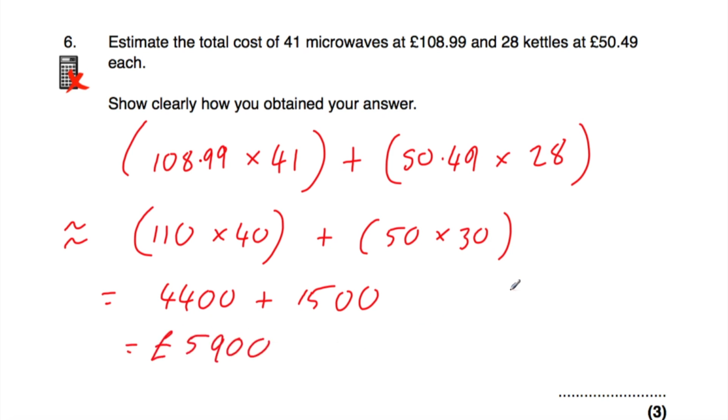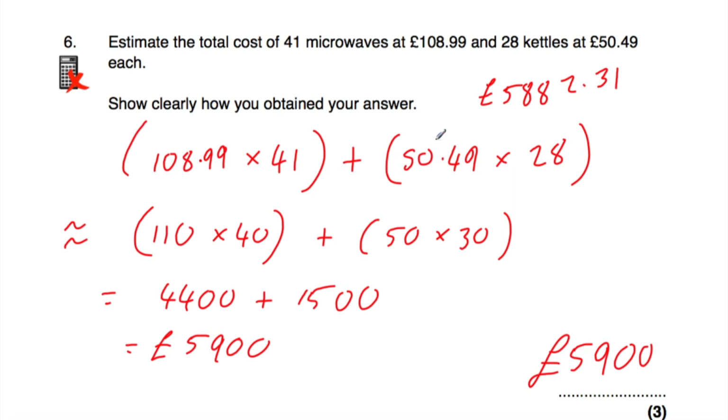So my estimate for the total cost of 41 microwaves at £108 and 99p and 28 kettles at £50 and 49p would be £5,900. And just out of curiosity, I've worked out what the exact cost would be, and that would be equal to £5,882 and 31p. And as you can see, our estimate actually isn't far away from the actual value, which shows that the estimate is quite accurate.